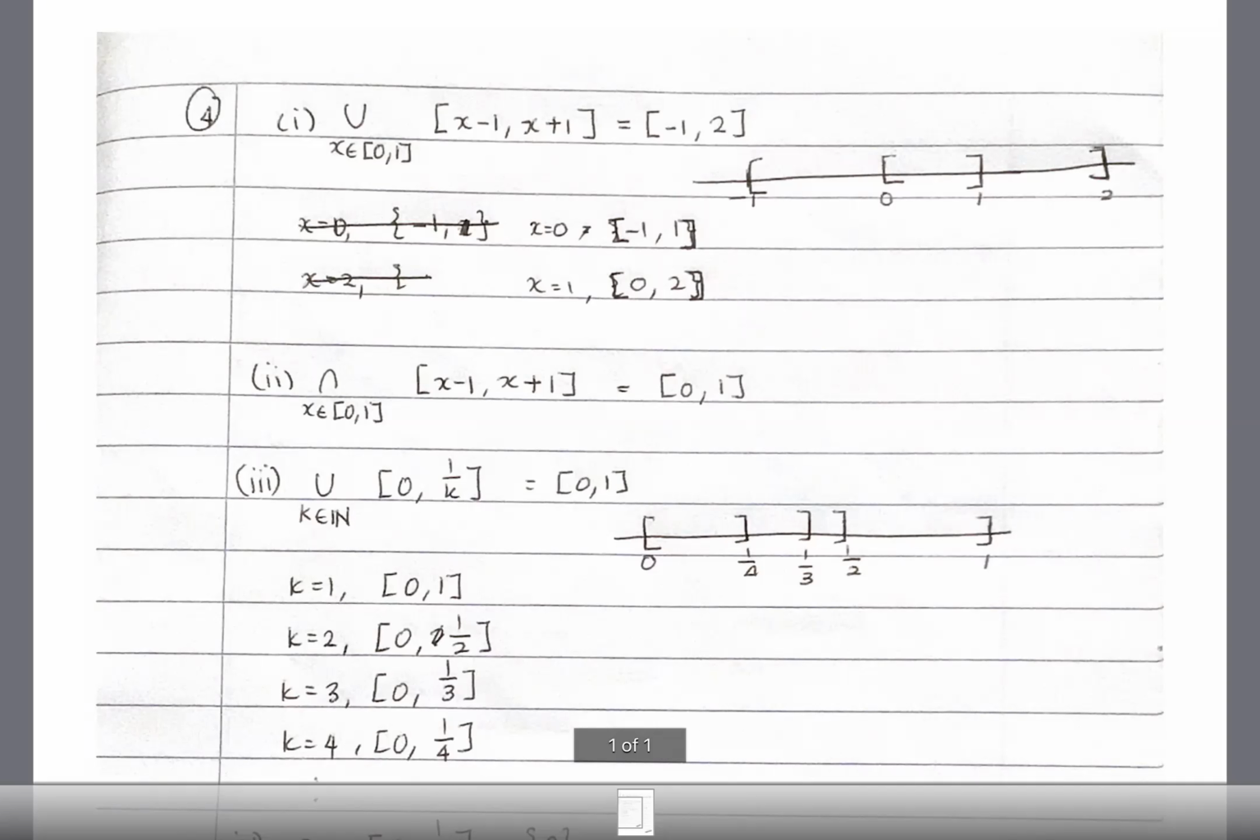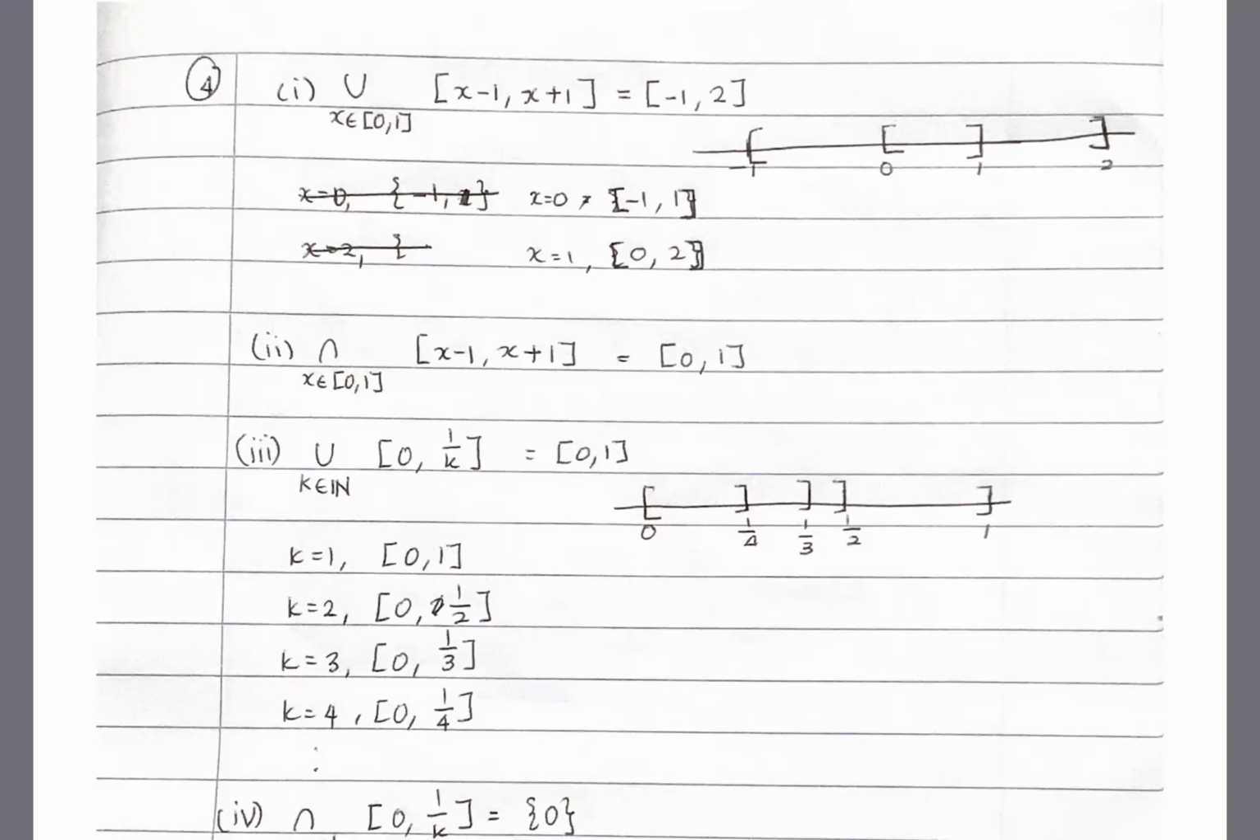For the second question, it is the intersection of that set. The intersection is the inside of the largest set, so it is from 0 to 1. Yes, that's right. The intersection is the part that is common to all, so that obviously will be the interval 0, 1. Yes.